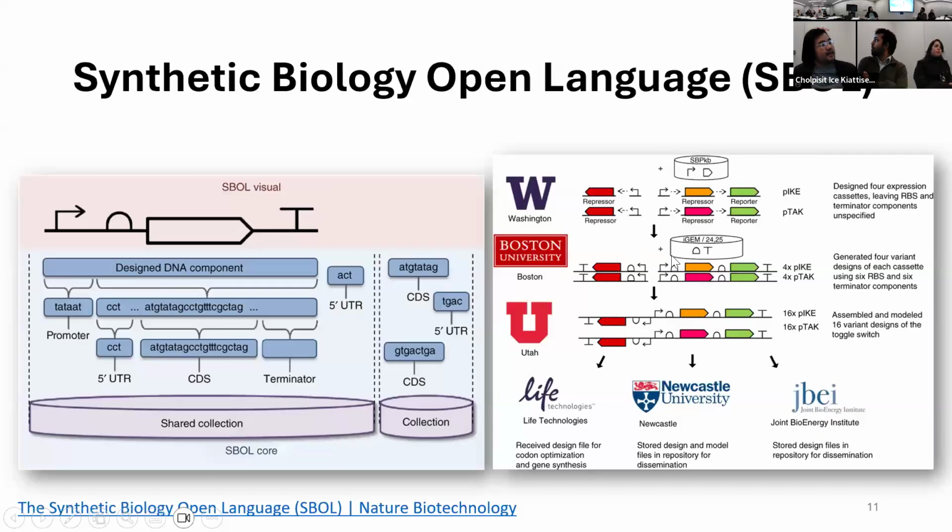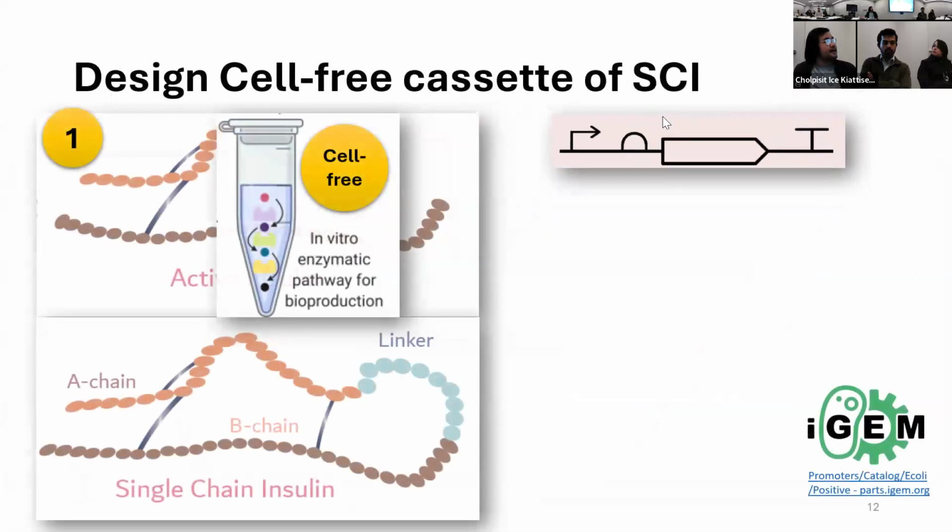This is one of the good examples where they try to make different toggle switches using the SBOL. So technically you just take different parts and combine them together to find a better toggle switch. So you can use this symbol to represent whatever parts you're trying to work on.